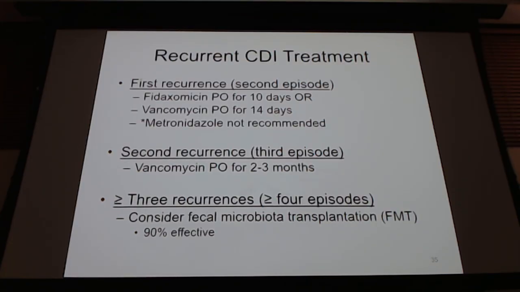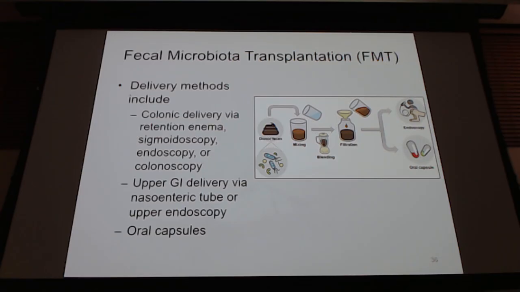And then this is crazy. Greater than 4 episodes, we consider fecal microbiota transplantation. That's crazy, but it's 90% effective. Via retention enema, sigmoidoscopy, endoscopy, or colonoscopy, or oral capsules. You're basically taking healthy poop and donating it to somebody who has sick poop. That's basically how it's working. I think it's weird that they have oral capsules that can do that. Yuck. Anyways, we got a good visual.